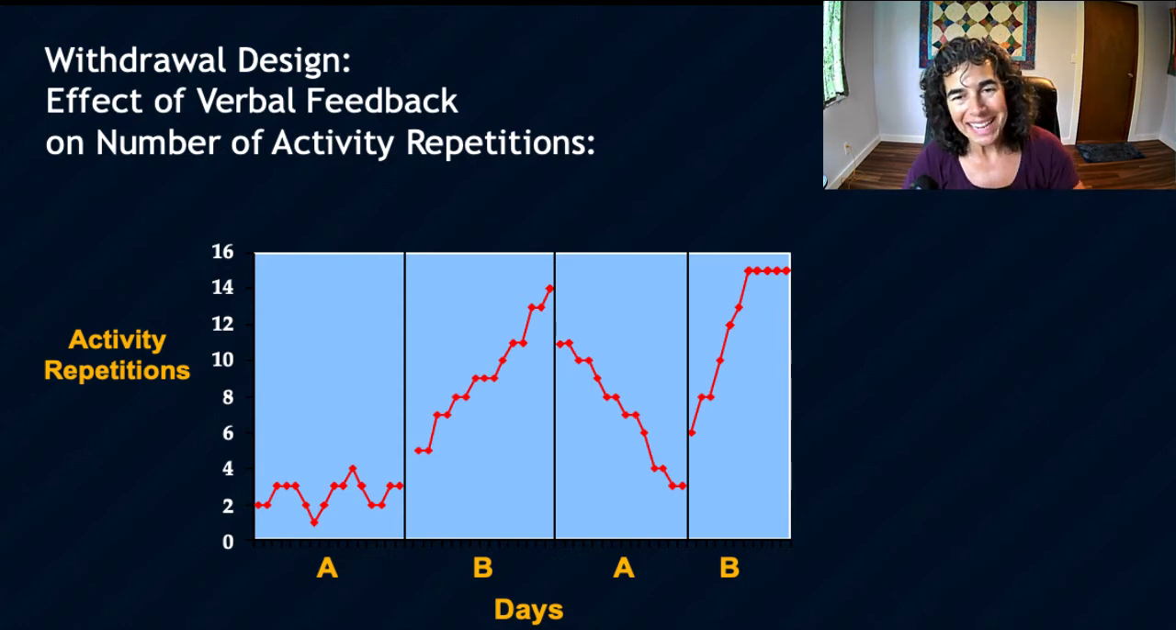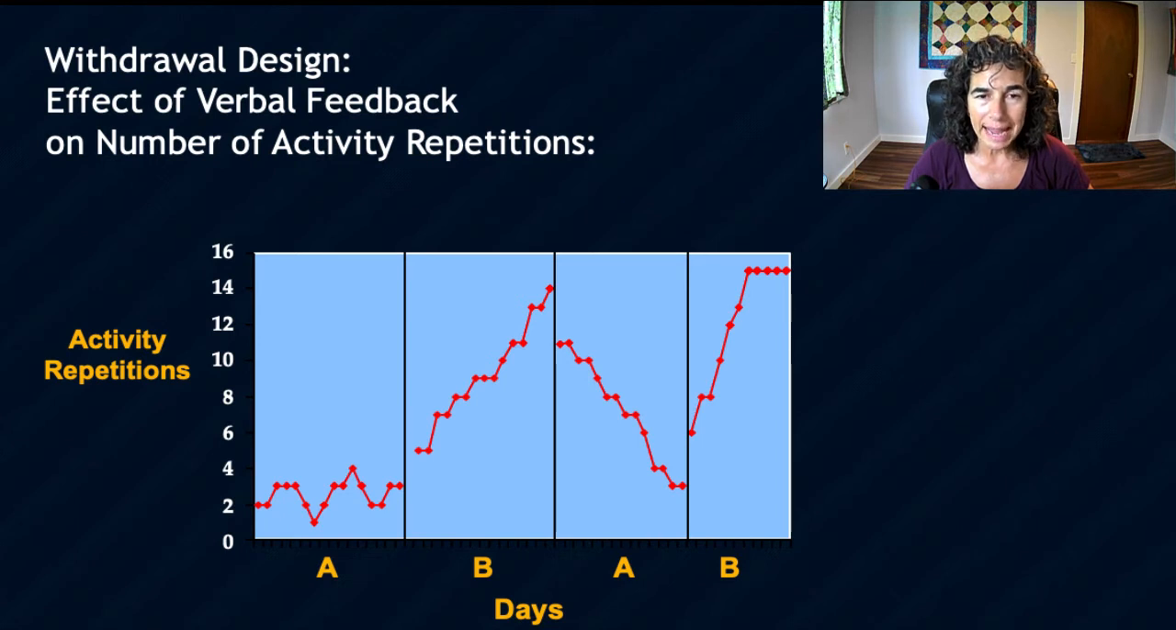The second day A, right? So that third column, we withdraw the intervention and performance declines again, right? And then the second day B, we put the intervention back in and performance goes up. So hopefully I didn't confuse you.